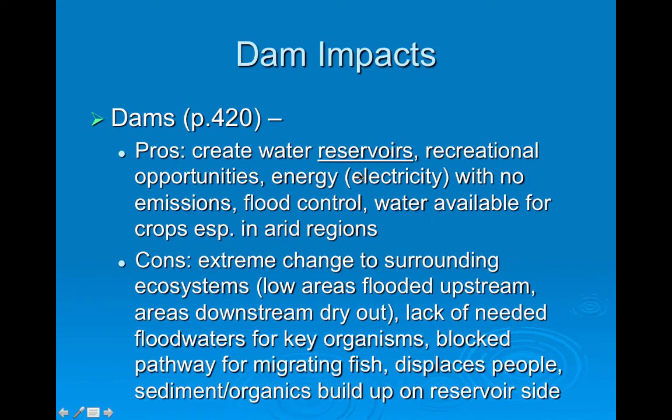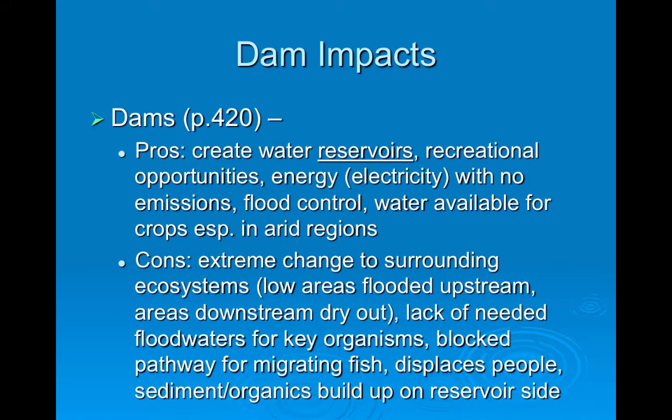All right, dam impacts on page 420. I'm only going to talk about this for a second because you can read. Pros are, again, the creation of reservoirs and recreational opportunities. Don't forget that. Lots of boating and jet skiing and whatnot goes on in those essentially man-made lakes.